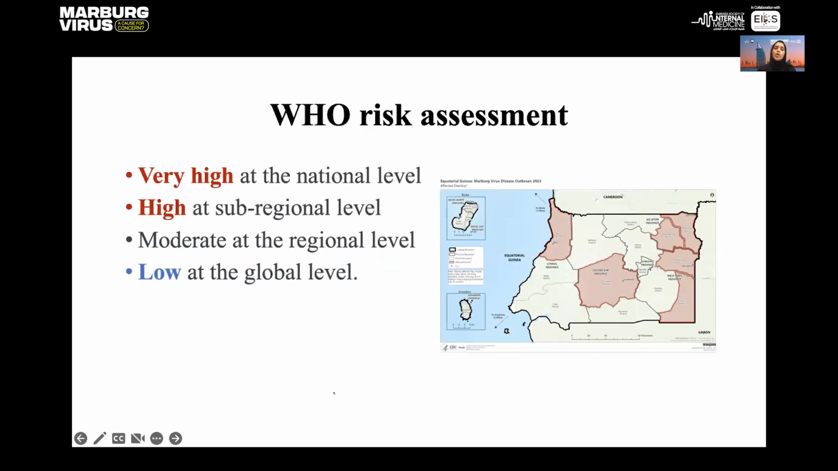Now, for the WHO recommendation with regards to the risk assessment, as I mentioned, this country, especially Guinea, has multiple districts infected and multiple borders with other countries. So it was categorized as very high risk at a national level, with a concern of community transmission, high risk at the sub-regional level, moderate at the regional level, with a low risk with regards to the global level so far.